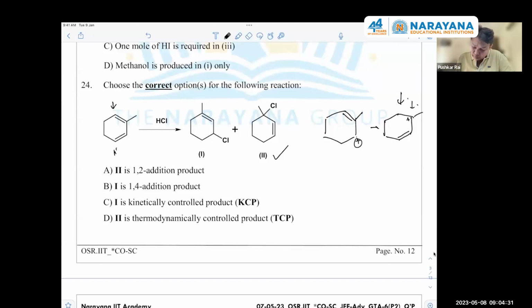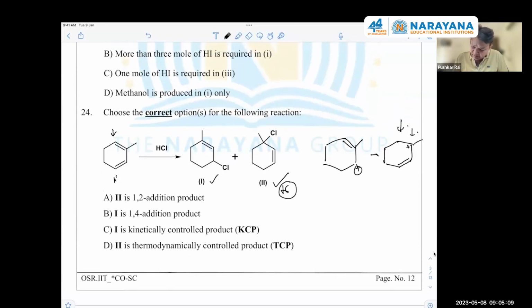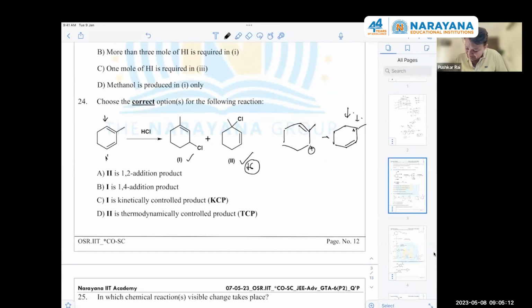So I think this 2 should be a thermodynamic product. It is a more stable product, it seems. The other one is going to give you, the transition state is more favorable here, so it is a kinetic product. 2 seems to be a kinetic product because the transition state is more stable here, and the first is the thermodynamic product. So one is the kinetically controlled product, KCP, and 2 is the thermodynamically controlled product, TCP. I don't think so. I think we have done this. You understand what I'm saying?